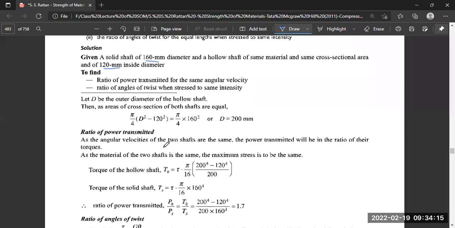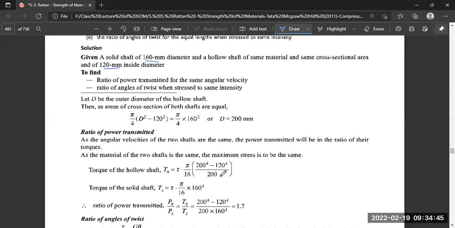So angular velocity is supposed to be the same, so the power transmitted will be in the ratio of their torques. First of all, the material is same, so the maximum available stress, tau, is same. The torque of the hollow shaft is available from this equation: T is equal to shear stress multiplied by pi by 16, (200 to the power 4 minus 120 to the power 4) divided by the diameter D. This is the polar moment of inertia.